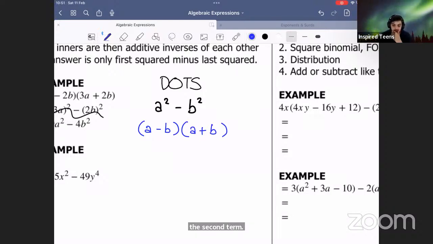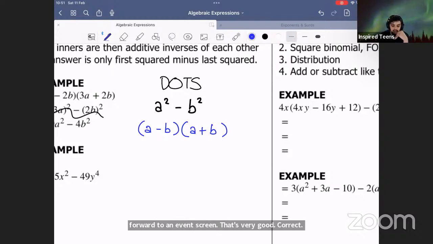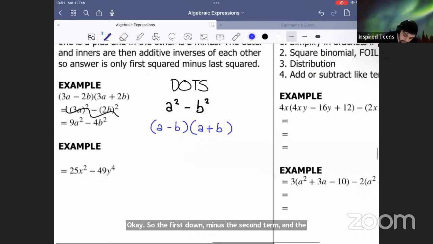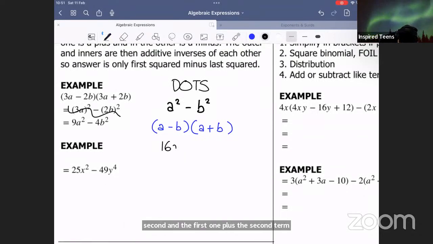Everything powered to an even square. That's very good. Correct. So the first term minus the second term, and the first term plus the second term. So in our case, if we had 16a squared minus 4b squared, we could simplify this to first term.